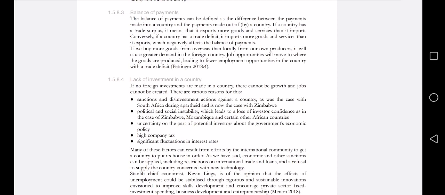If we buy more goods from overseas than locally from our own producers, it will cause a greater demand in the foreign country. Job opportunities will move to where the goods are produced, leading to fewer employment opportunities in the country with a trade deficit.